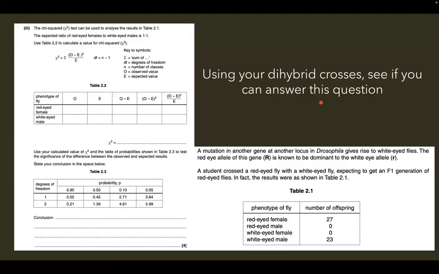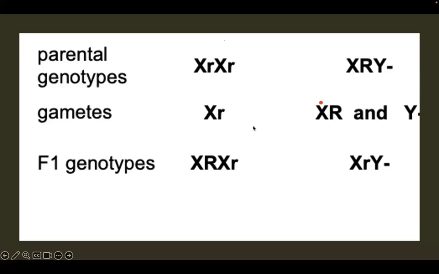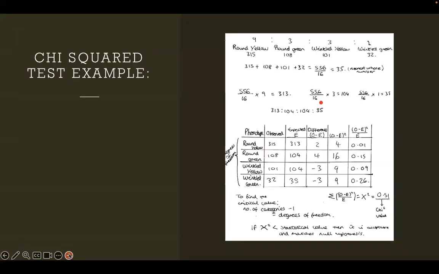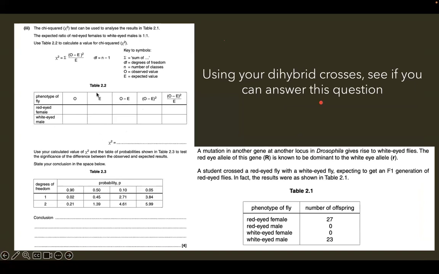And I want you guys to have a look at this one and do it using your previous dihybrid crosses that we calculated a few slides ago. So basically here, if you can make a dihybrid cross from XR, XR, XRY, you can get a feel for what you'd expect here. And I put this table here because this table is the observed values, and we need to calculate the expected. Read the whole question carefully because this one's quite a complicated one.